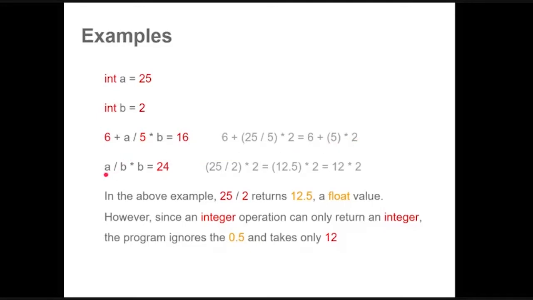However, the interesting thing to see here is if I try a divided by b into b equal to 24, what will I get? I'll get 25 by 2 into 2. 25 by 2 is 12.5, but like I said before, an expression involving only integers will return an integer. So the program will ignore this 0.5 and consider only the 12. Thus, 12 into 2 will give me 24.